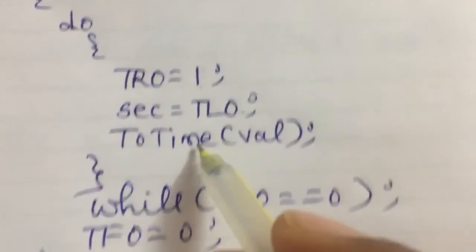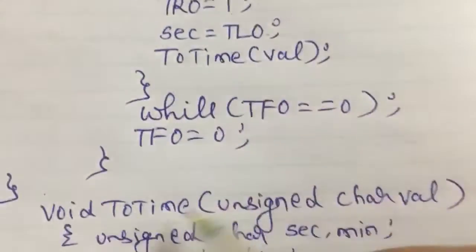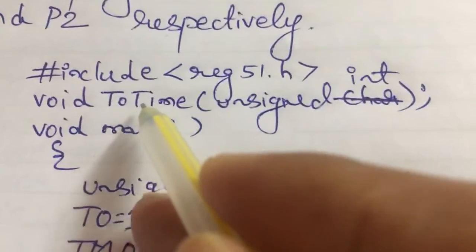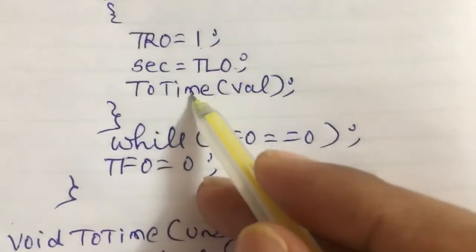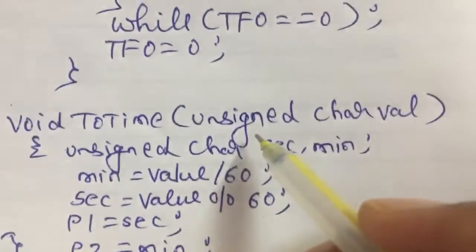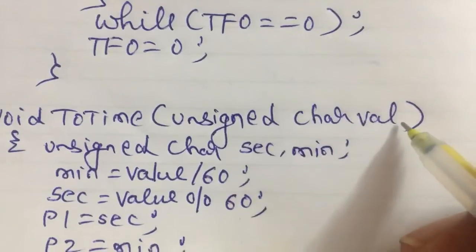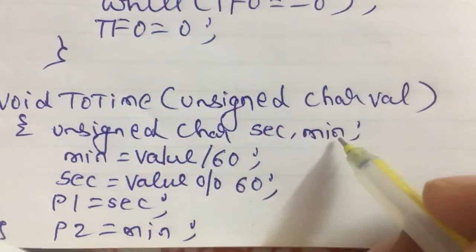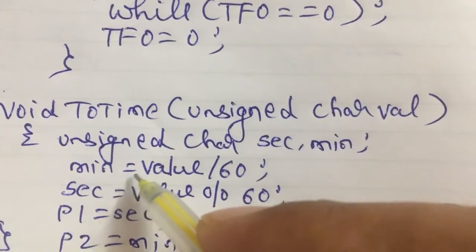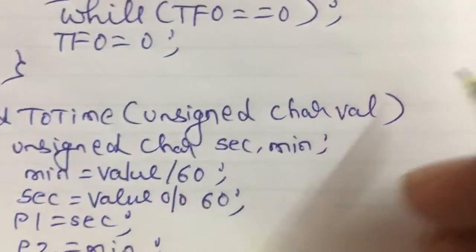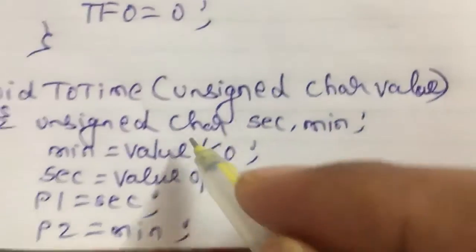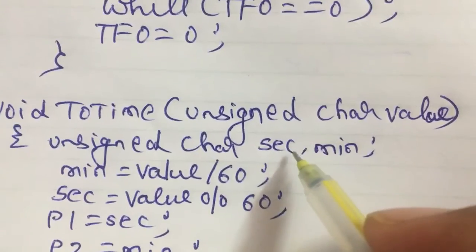So when this executes, it will come out of the loop, and the function will be called like this, T0time, because we have given the name of the subroutine as T0time. When this is called, the flow will be given to T0time. Here we have taken the unsigned char val. So unsigned char seconds, minute, we have taken here. The minute is equal to val.